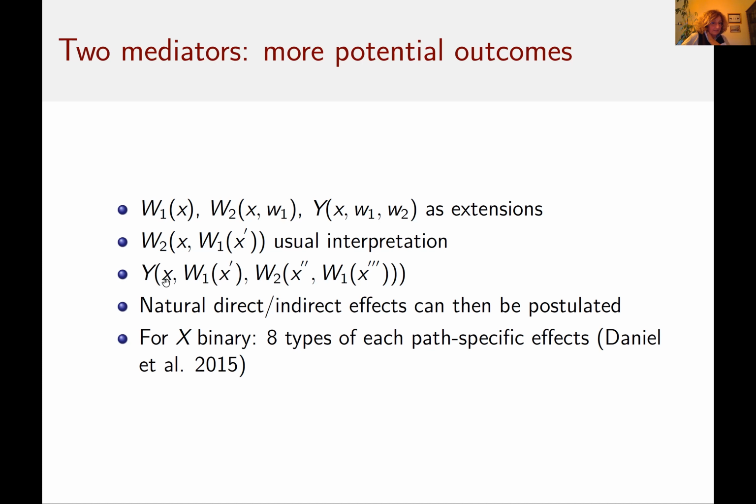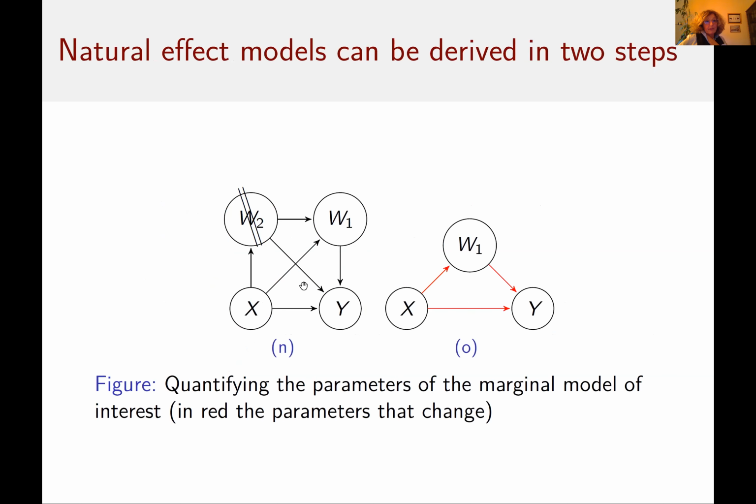But here the things are a bit more complicated. And it turns out that for each type of path-specific effect, you have 8 possible combinations depending on the value of the other variables. And this is what has been explained very clearly in the paper by Daniel and co-authors.